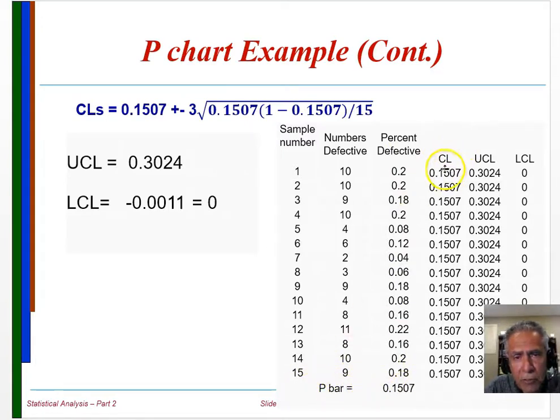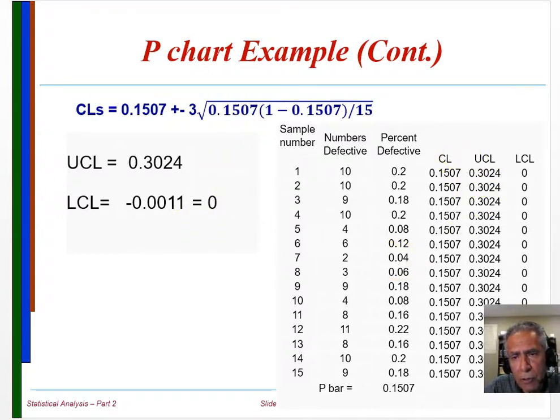And so for the control limits, the upper control limit will be the P bar plus 3 times the square root of P bar times 1 minus P bar divided by n, the sample size, and that, as shown in the previous slide, is 0.3024 for the upper control limit. The lower control limit is negative, as we talked about in the previous video. Whenever the lower control limit is calculated as a negative value, we set it to 0.